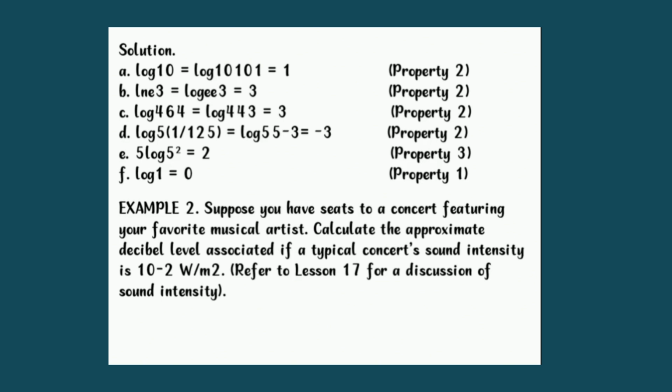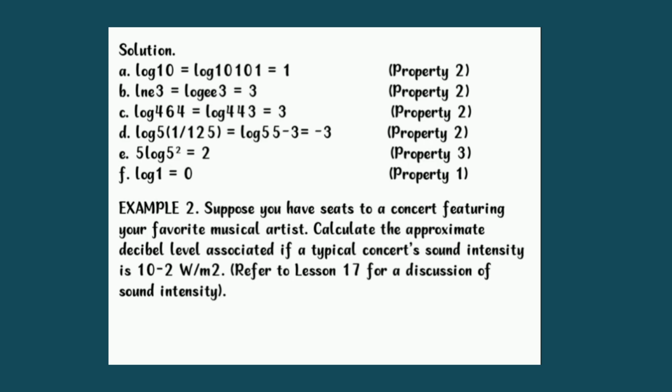Letter E, 5 raised to log base 5 of 2 is equal to 2, and this is property 3. For F, log 1 is equal to 0, and it is property 1. And now we will move to example number 2.